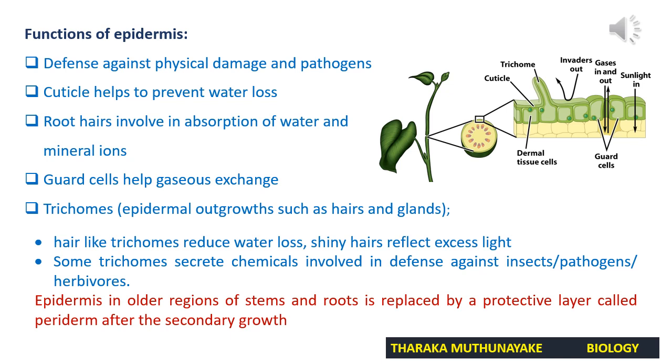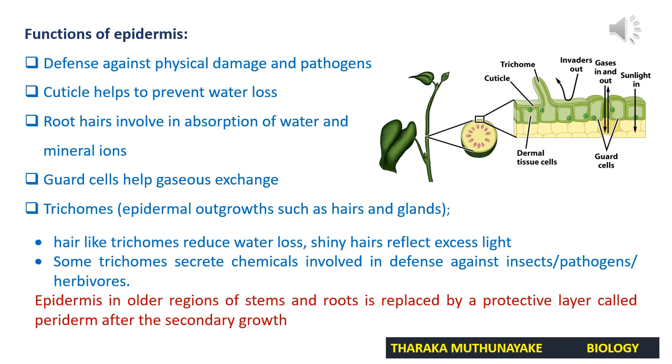Then guard cells help in gaseous exchange. Actually, they are involved in atmospheric gaseous exchange. Carbon dioxide used for photosynthesis can move in, and also oxygen produced during photosynthesis can move out. And even in nighttime, oxygen needed for respiration can move in through these guard cells, that is gaseous exchange. Then trichomes.